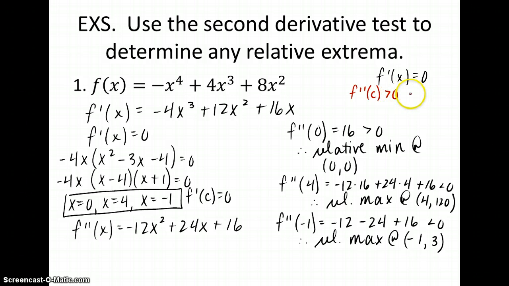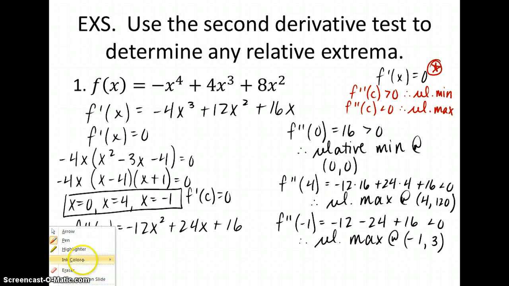Positive second derivative, concave up, therefore a relative min occurs. Second derivative negative, function is concave down, therefore a relative maximum would occur. You cannot use this theorem, though, if you're not first finding where the derivative equals 0.